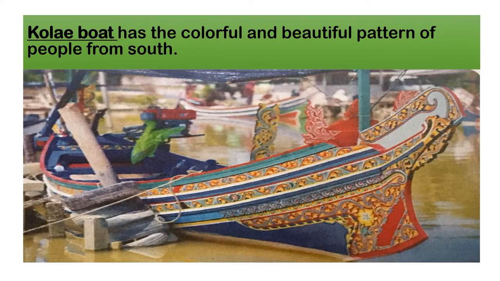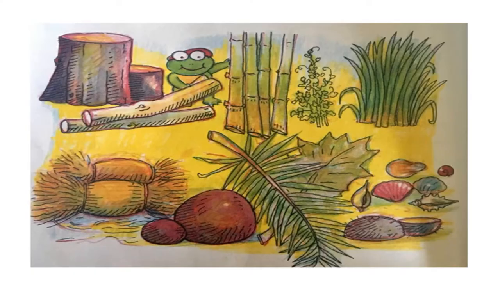Next local artwork is the calling boat. It has a colorful and beautiful pattern of people from the south. So we have two local artworks from the south, the nangtalong or shadow play and the calling boat that has a colorful and beautiful pattern. Now let's proceed with how to create local visual artwork.